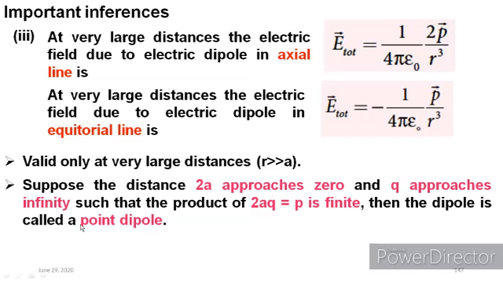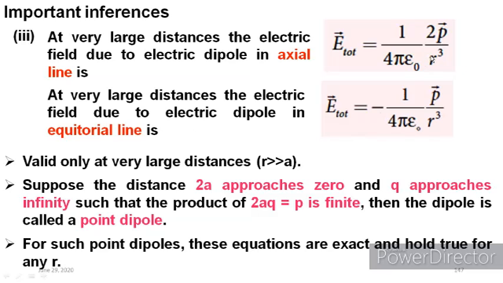Okay, then we can define one more quantity, that is point dipole. Suppose the distance 2a approaches 0 and q approaches infinity such that the product 2aq is equal to p, which is finite. Then the dipole is called point dipole. These two equations are applicable for point dipole also. This is true for point dipole also.